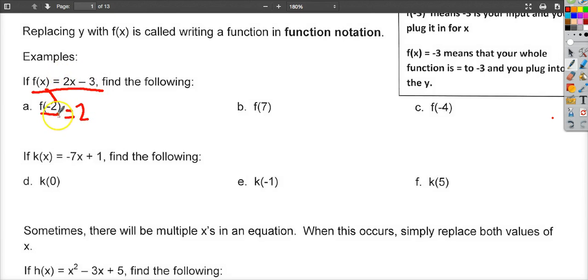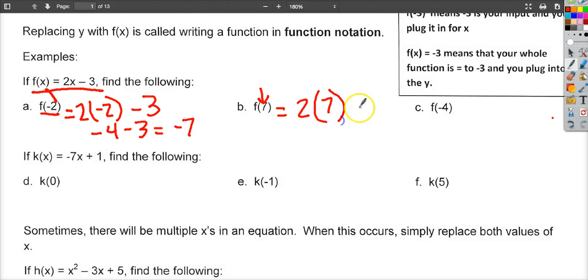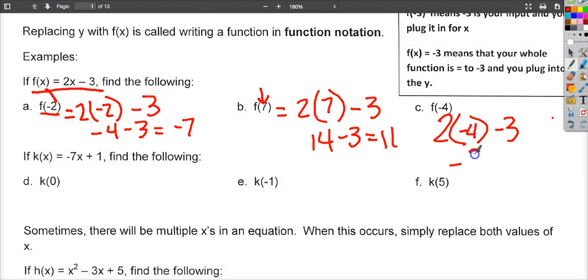So what do you think we'll do here? 2 times x, but x is negative 2. So 2 times negative 2 minus 3. 2 times negative 2 is negative 4 minus 3 is negative 7. f of 7. Guess what? x is now 7. So same thing. 2 times 7 minus 3. 14 minus 3 is 11. Go ahead and try f of negative 4. I bet you can do it. That's right. 2 times negative 4 minus 3, negative 8 minus 3 is negative 11.